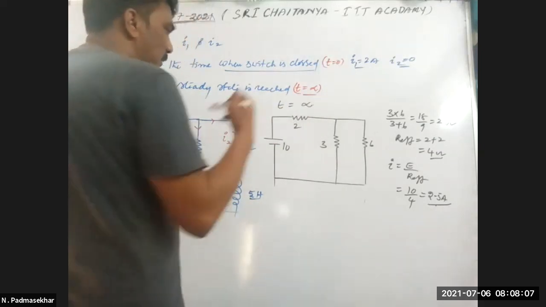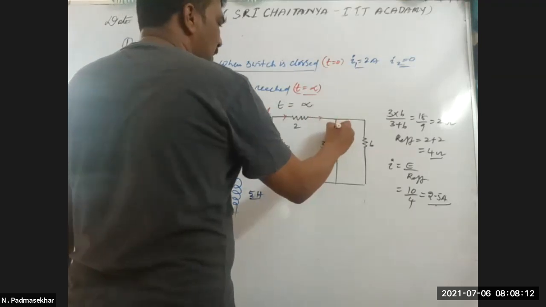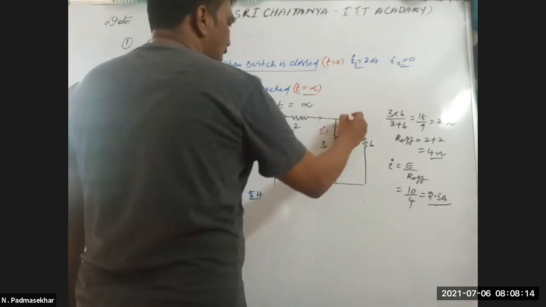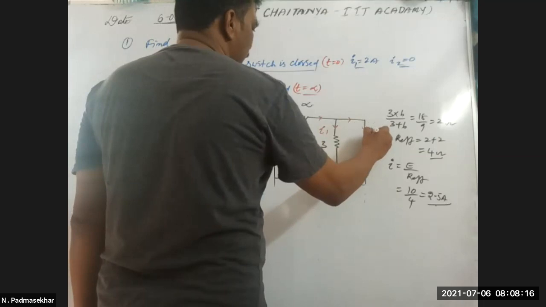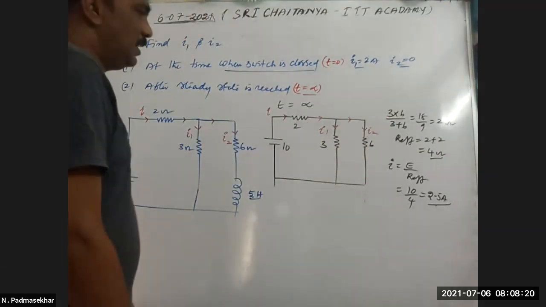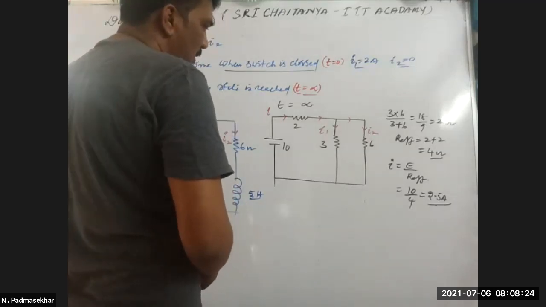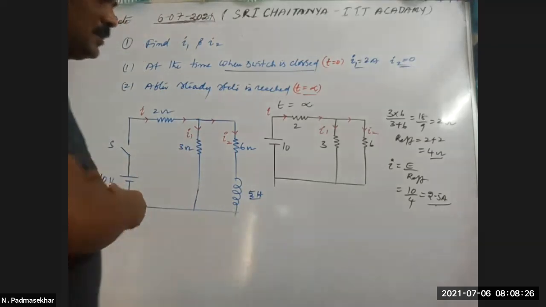Now here, this is I, but here there is a current I1 and there is a current I2. I2 current is there. So I1 and I2, right? I1 and I2 are there.